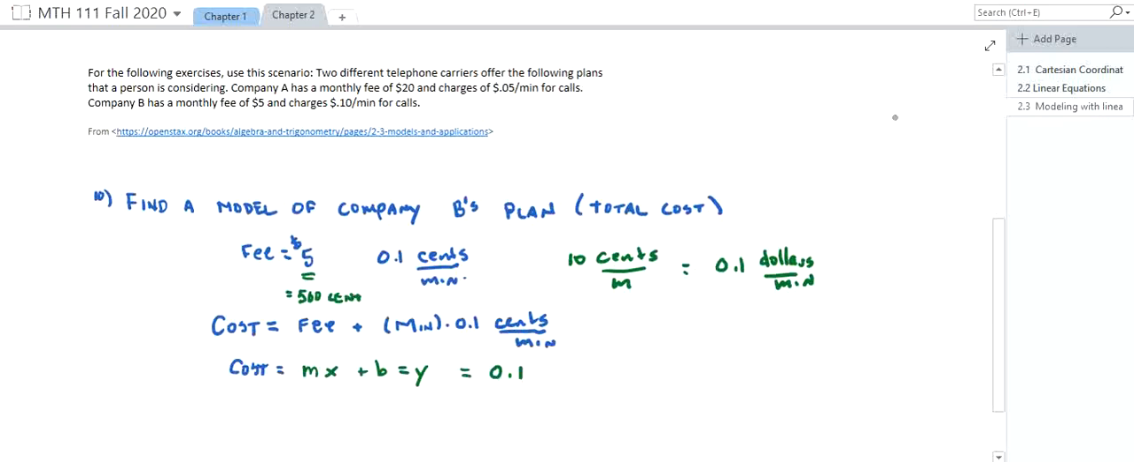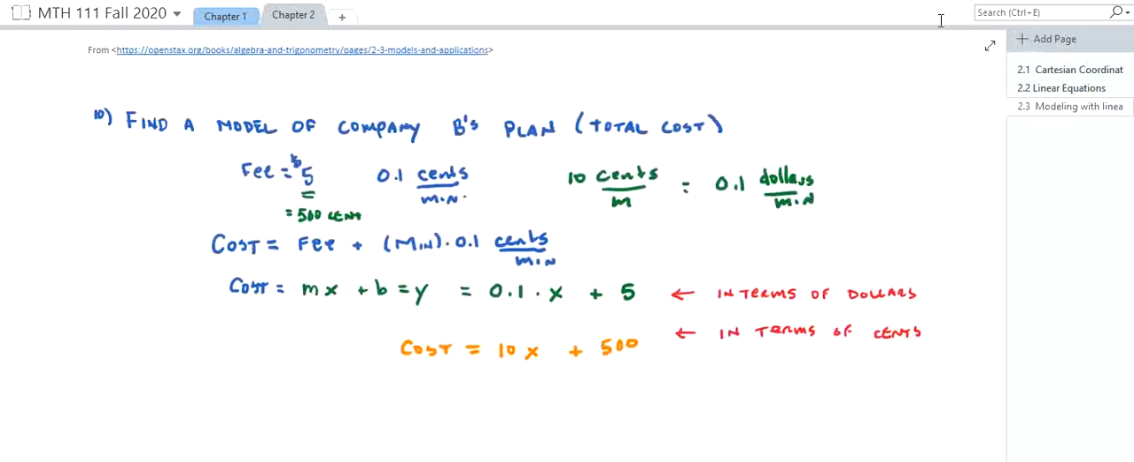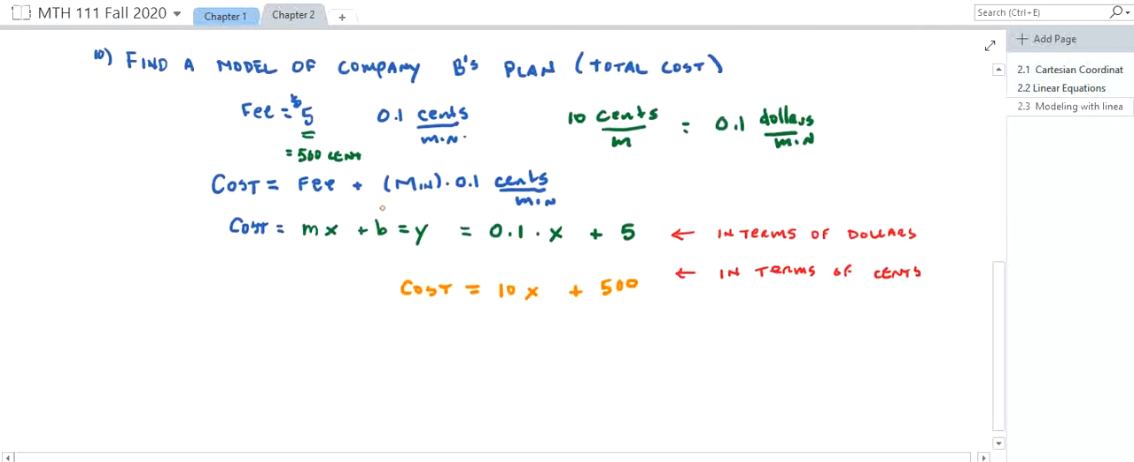And in fact, let's write the equation both ways maybe. So first, in terms of dollars, if I write this, so 0.1 times x minutes plus b is going to be our fee then of 5. So in terms of cents, it would be 10x plus 500. And that's the answer to that question. Just simply that.